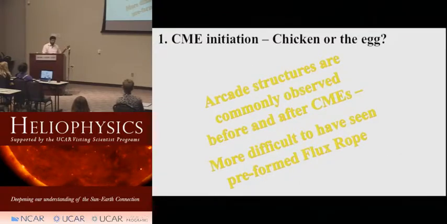What I showed with the movie earlier was one example of the CME flux rope pre-existing before the eruption. That's a much more difficult problem to observe, and what has been observed more frequently over the last decade or so is the other version, where you've got this arcade before the CME. So you see the arcade, then you see reconnection, then you see the CME forming, or the flux rope forming.